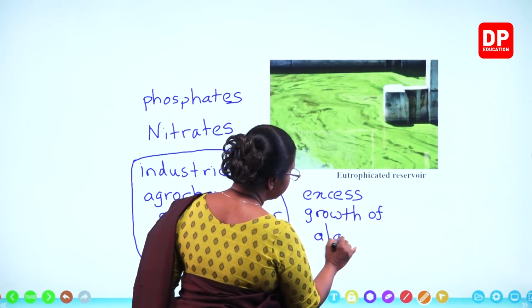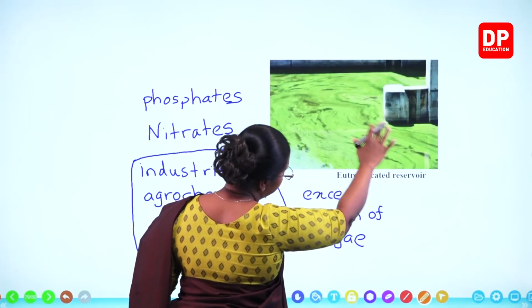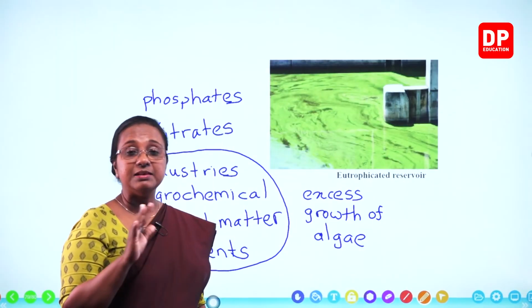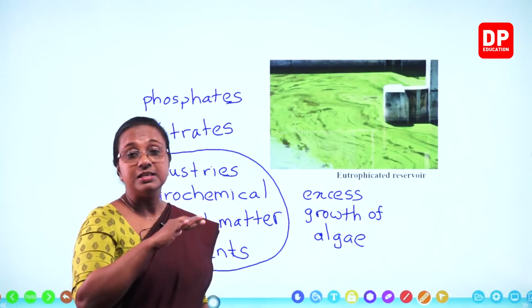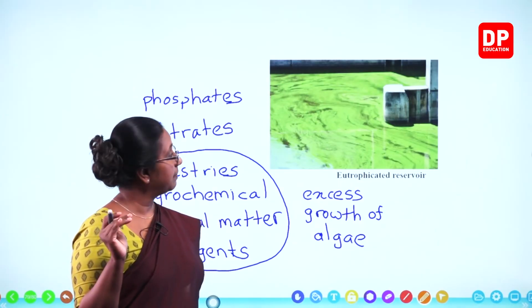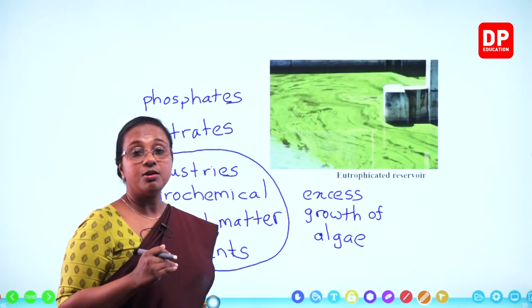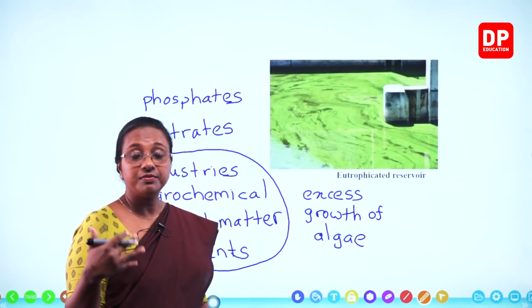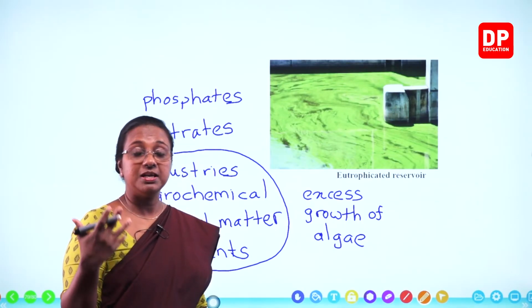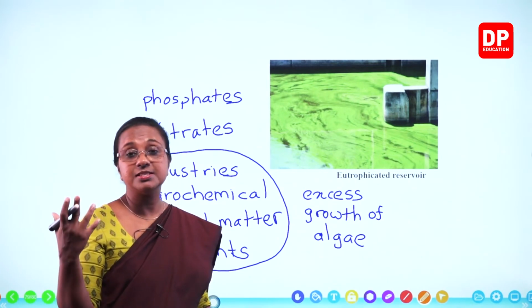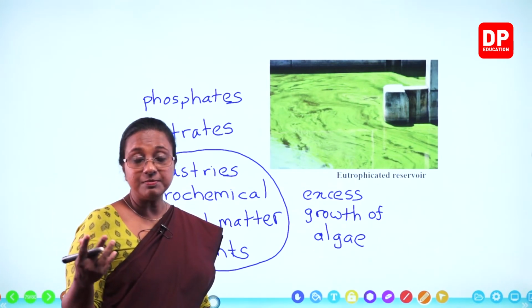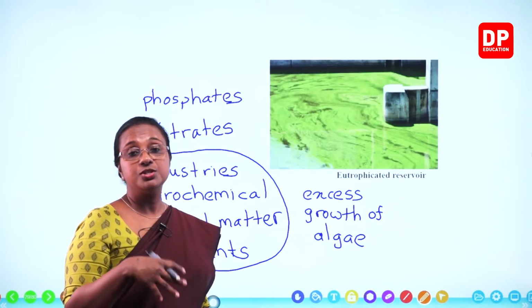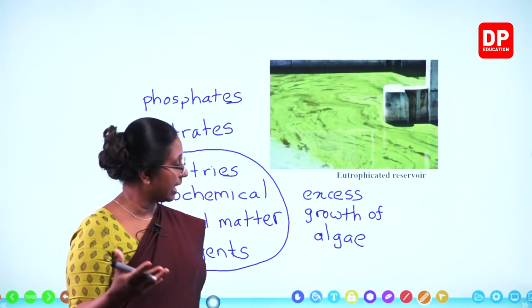Now, when algae grow excessively, they cover up the surface and it becomes like a foamy surface. Then light cannot penetrate into the water. Underwater, some of the organisms start to die because there will be no photosynthesis. The food chain will be disturbed. Inside the water also, organisms start to die.